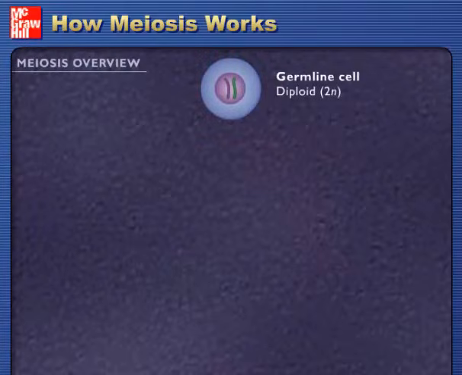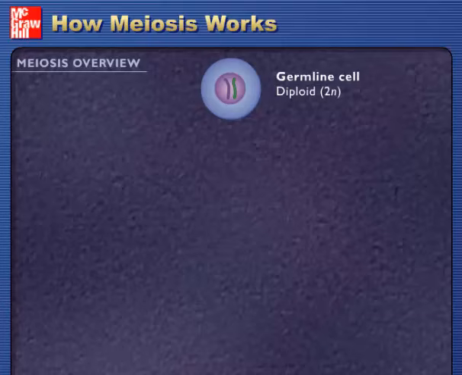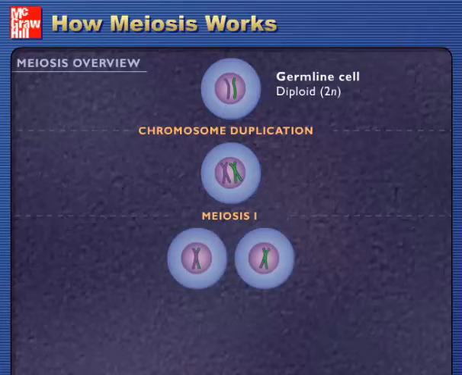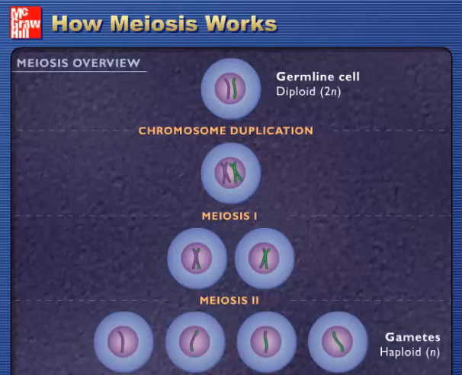Like mitosis, meiosis is preceded by an interphase. During this time, DNA replicates and each chromosome becomes doubled, consisting of two identical strands of DNA. Meiosis involves two divisions. The first division, meiosis I, halves the number of chromosomes, and in the second division, meiosis II, the sister chromatids are split. The end result is 4 haploid cells.